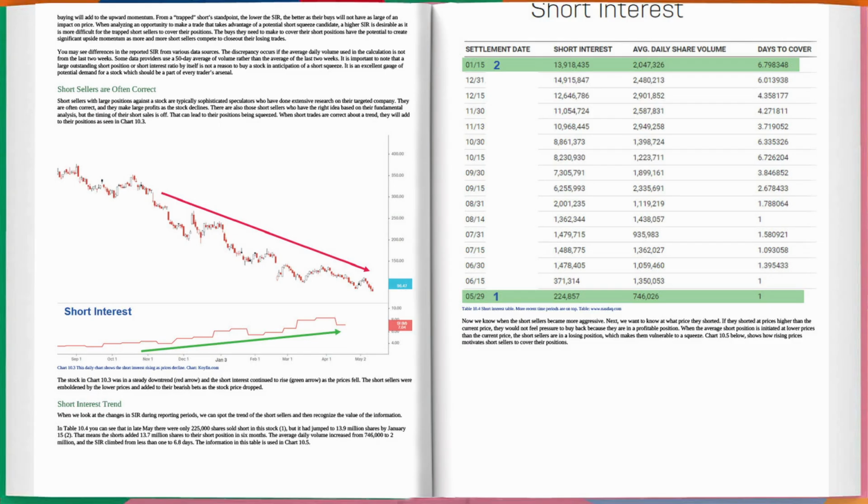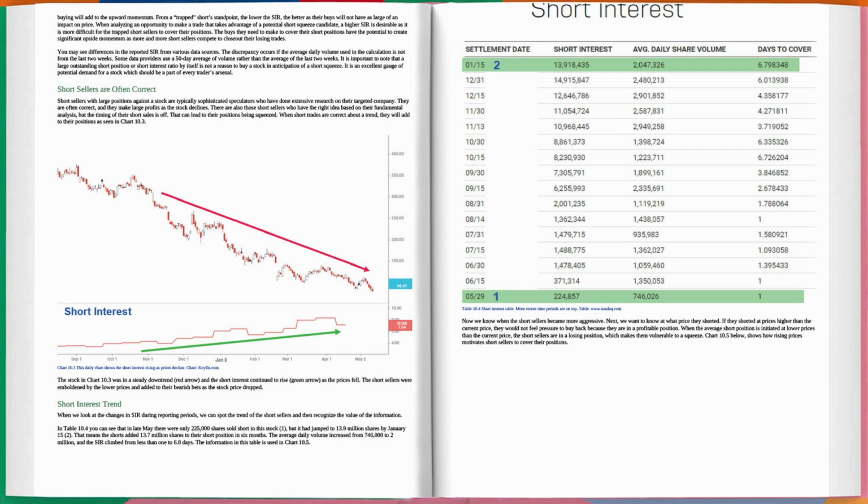Short interest trend. When we look at the changes in SIR during reporting periods, we can spot the trend of the short sellers and then recognize the value of the information. In Table 10.4, you can see that in late May, there were only 225,000 shares sold short in this stock, but it had jumped to 13.9 million shares by January 15. That means the shorts added 13.7 million shares to their short position in 6 months. The average daily volume increased from 746,000 to 2 million, and the SIR climbed from less than 1 to 6.8 days. The information in this table is used in Chart 10.5. Now we know when the short sellers became more aggressive.